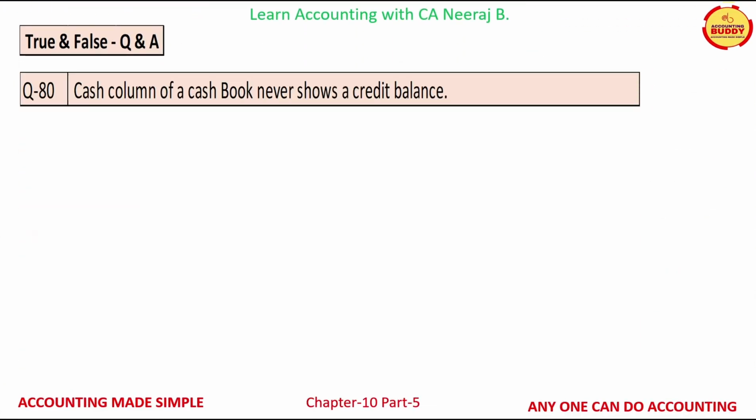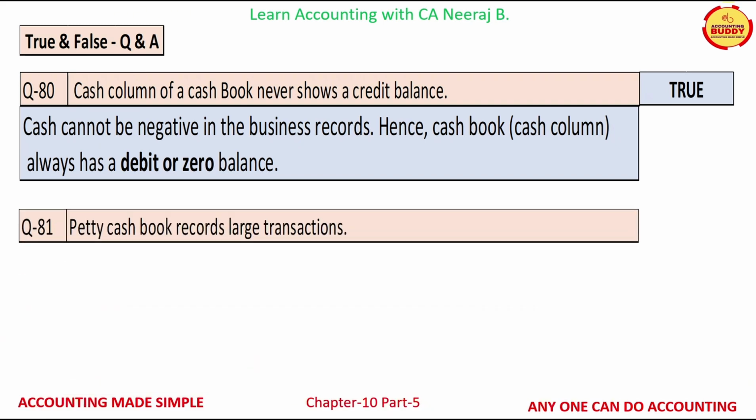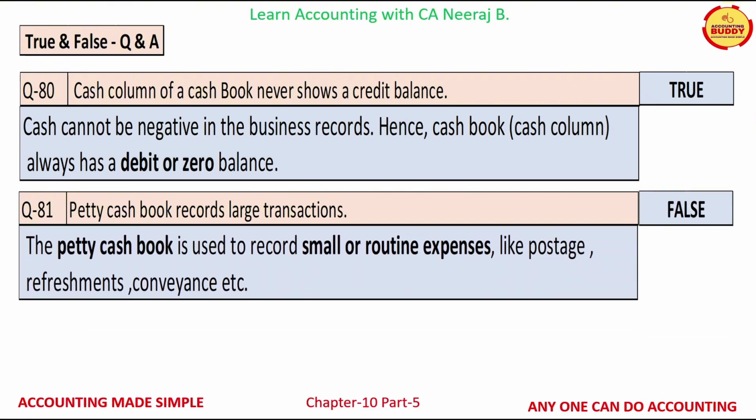Question number 80 is, cash column of a cash book never shows a credit balance. It is a true statement. Cash cannot be negative in the business records. Hence, the cash book column always has a debit or a zero balance. Question number 81. Petty cash book records large transactions. This is a false statement. Petty cash book is used to record small or routine expenses like postage, refreshments, conveyance, etc.